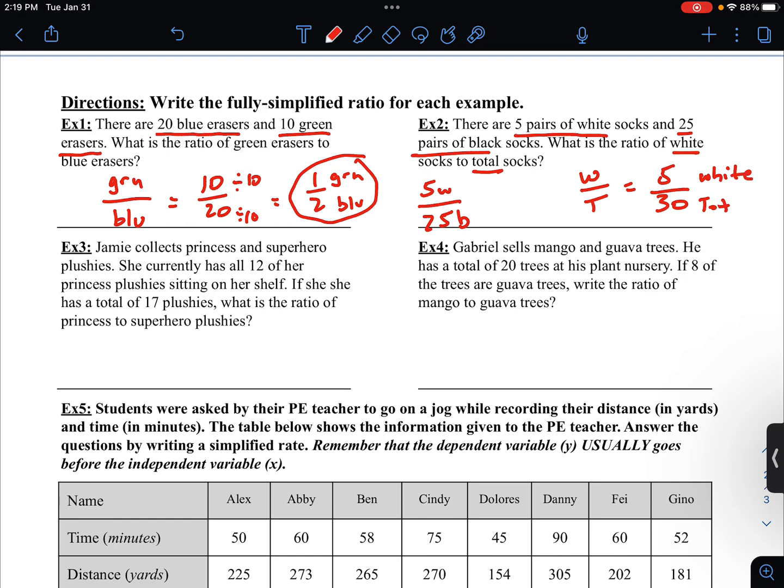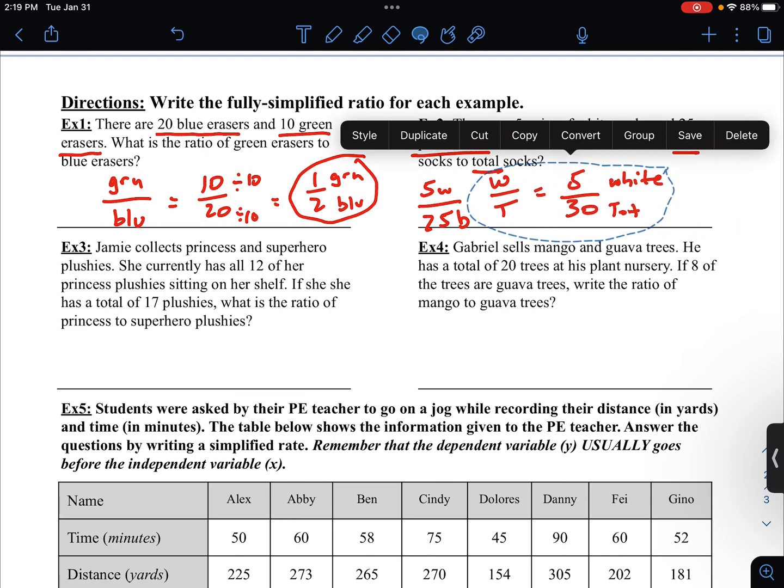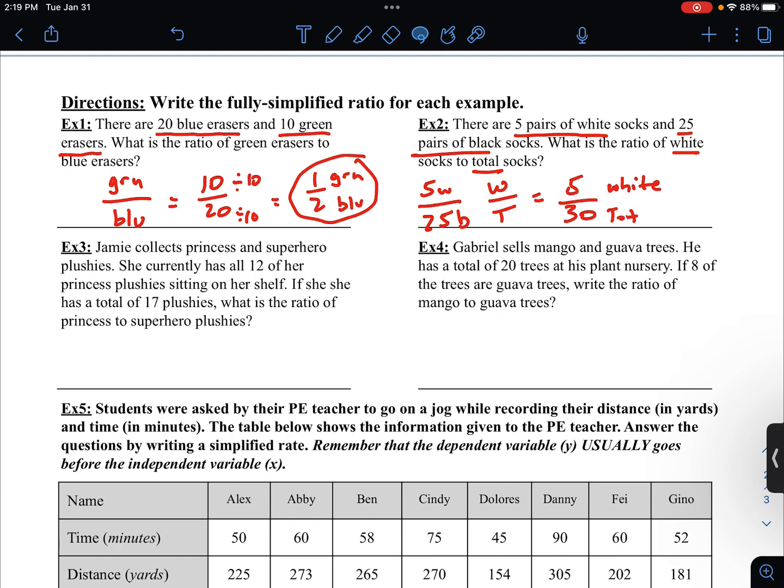So the ratio of white to total is 5 to 30. Actually, let me move that. There we go. So white to total is 5 to 30, but we can simplify. Divide by 5. We end up with 1 white to 6 total. There we go. 1 white sock to 6 total socks.